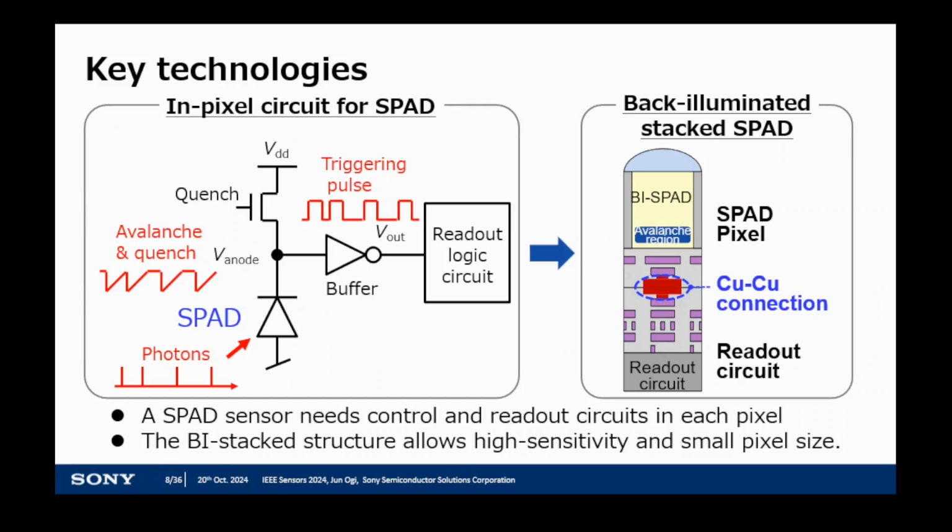But for these kinds of applications, a challenge of the SPAD sensor is logic circuit implementation. The logic circuit is needed in each pixel for these applications, in addition to the quenching circuit. Recently, back-illuminated and 3D stacked structures have been developed, and this allows integrating a logic circuit under the pixel. And both high sensitivity and small pixel size have become possible.